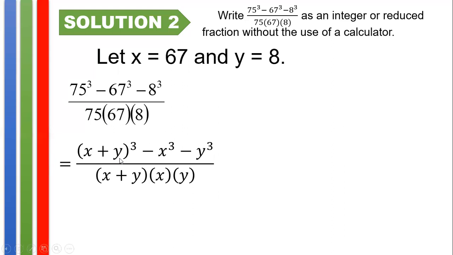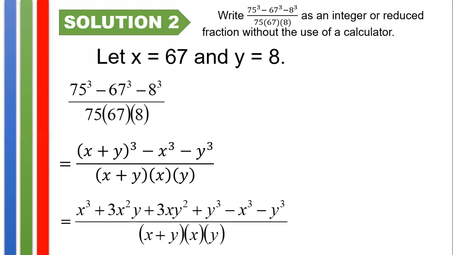And if we are going to use our binomial theorem, you could check that (x plus y) cube is equal to x cubed plus 3x squared y plus 3xy squared plus y cubed. And the rest were just copied. So we have minus x cubed minus y cubed all over (x plus y) times the quantity x times y as well. If you could see in our numerator, we could see that x cubed minus x cubed becomes 0 and y cubed minus y cubed becomes 0. That's by combining like terms.